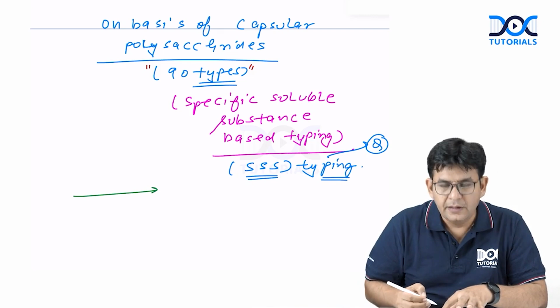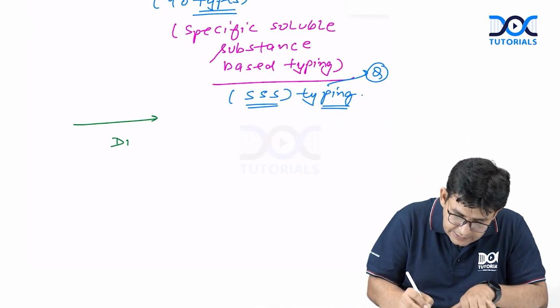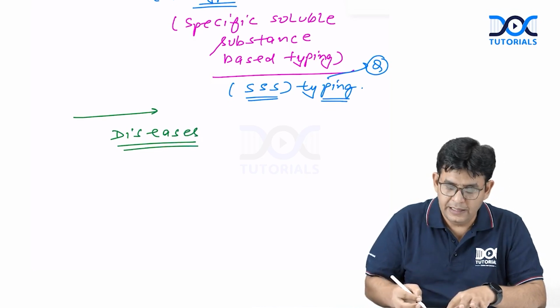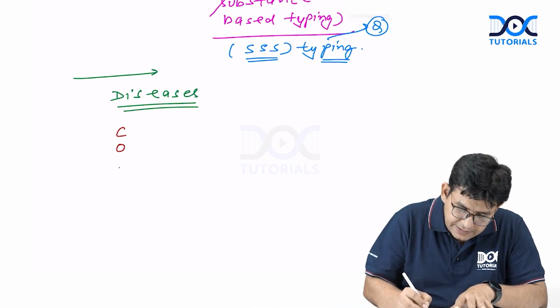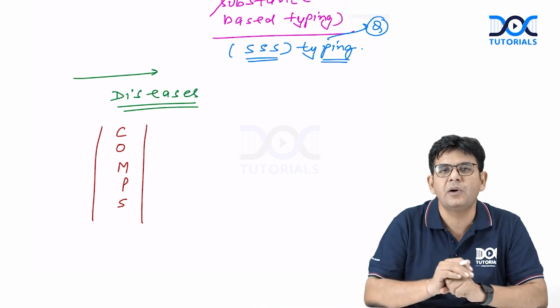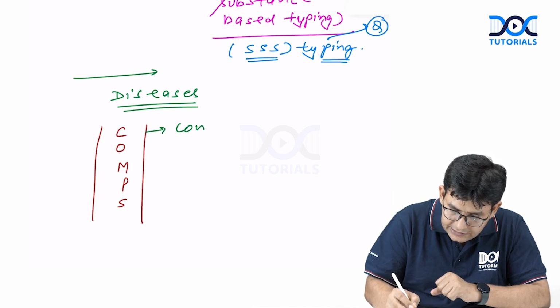Fine. After this particular one, you should know which all diseases pneumococcus does. Okay. And as far as the disease is concerned, it associates with these particular diseases termed as COMS. And what is there in the COMS? C is conjunctivitis.